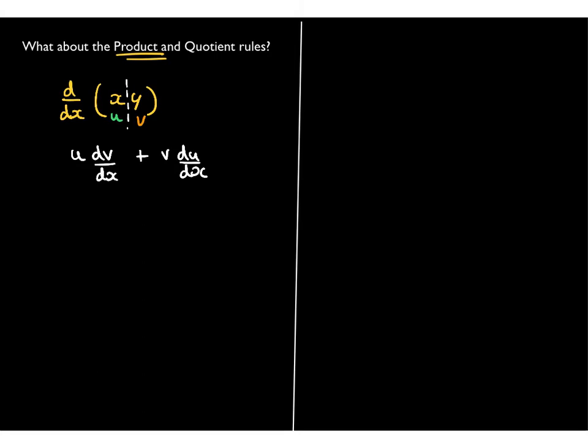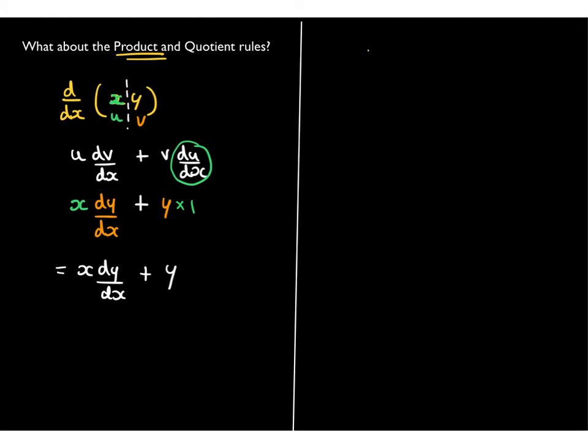So we start off by leaving u alone. So that's just x. And then we have dv by dx. So that means we're differentiating y with respect to x, which is dy by dx. And then we swap it around. This time the v tells us that y is being left alone. And this part tells us we're differentiating the u function with respect to x. But x is already in terms of x, so it's not really implicit, that's just going to be 1. So the answer is x dy by dx plus y.